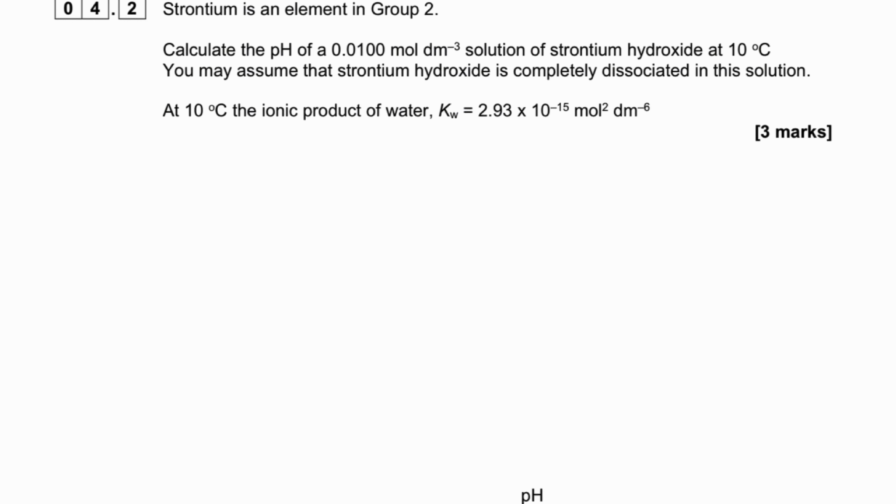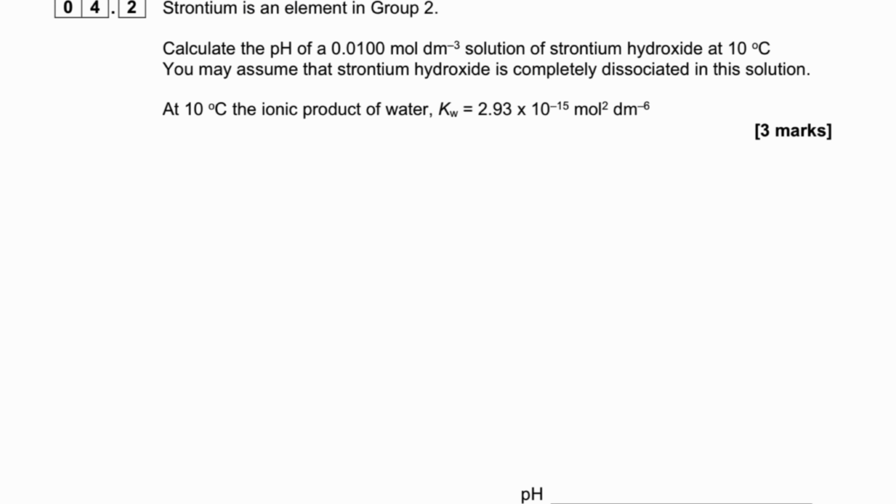Let's have a look at some real exam questions. Strontium is an element in group 2. Calculate the pH of 0.01 mol dm^-3 solution of strontium hydroxide at 10 degrees Celsius. You may assume that the strontium hydroxide is completely dissociated in this solution. At 10 degrees Celsius, the ionic product of water, Kw, equals 2.93 times 10 to the minus 15 mol^2 dm^-6.